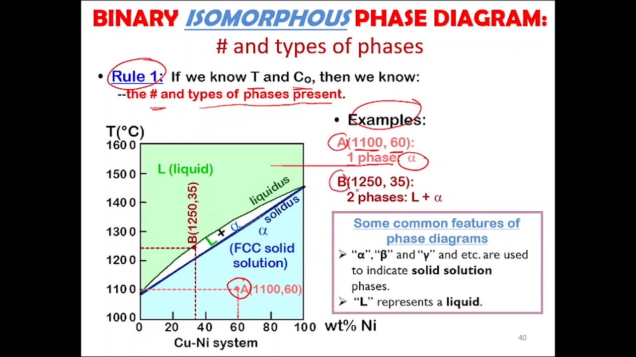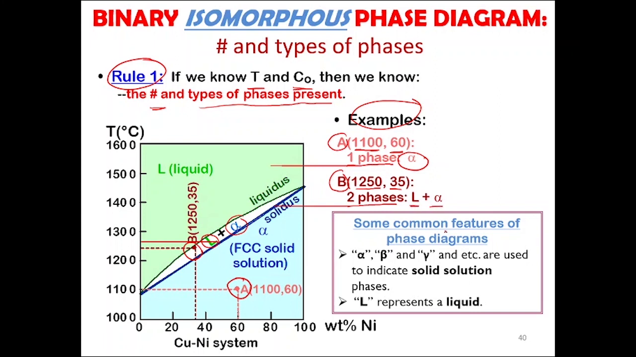For point B, the temperature is 1250 and the composition is 35 weight percent nickel. Point B is over here. It is below the liquidus and above the solidus. In this region, we have two phases, the liquid phase and the alpha phase. So the answer is we have two phases: liquid plus alpha.